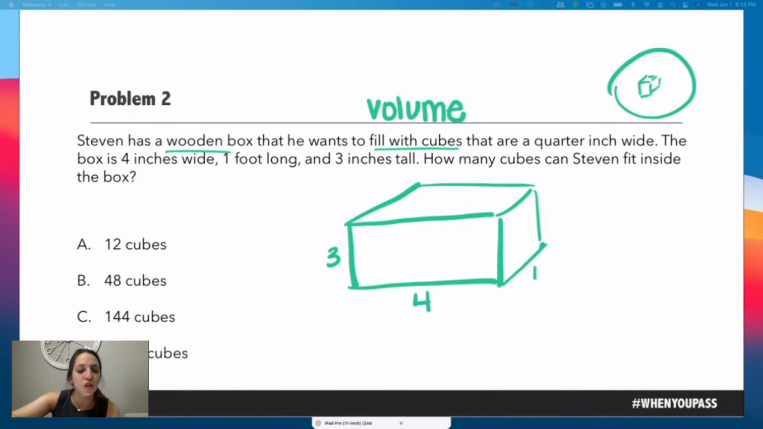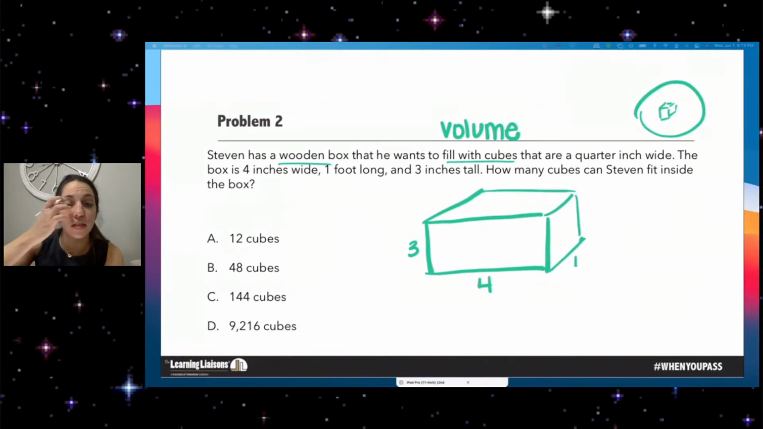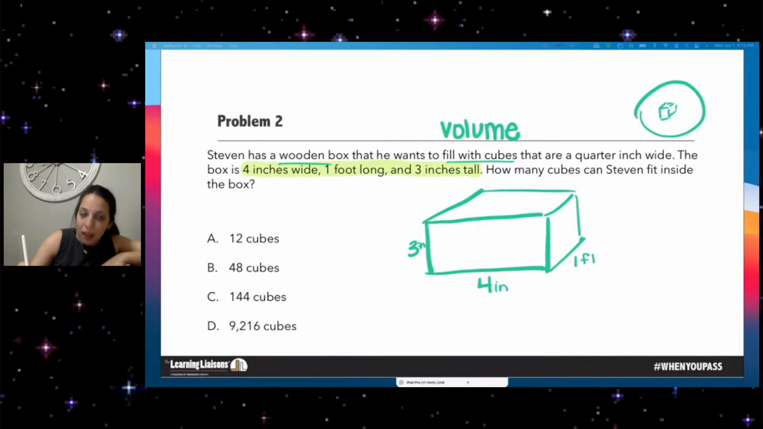Here's what I want you to understand, and I'm going to go like this for a minute just because I want us to be able to see all of the answer choices. They gave us 2 different dimensions. So if I were to find the volume just using a 3, a 4, and a 1, and I multiplied those together, I would get the wrong volume because this is 4 inches, this is 3 inches, and this is 1 foot. Got to pay attention to those conversion factors.